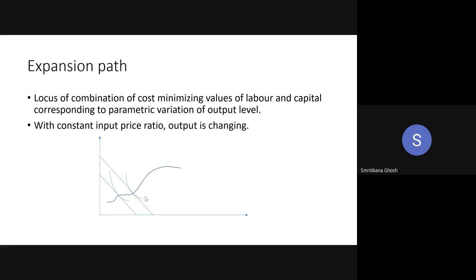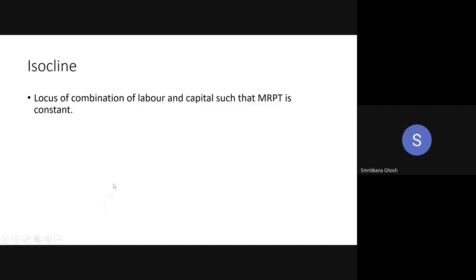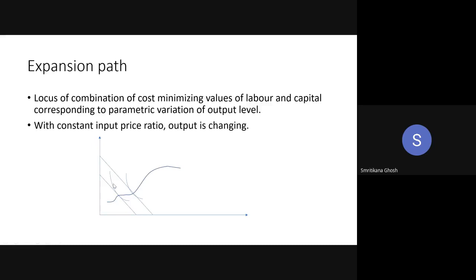There may be another point, not maybe, there must be another point on the new isoquant where the MRPT is the same as on the initial isoquant. And for each and every isoquant, you will get a particular point where the MRPT is the same as on your first isoquant. Say the point is here. Any point like this, say it is here.